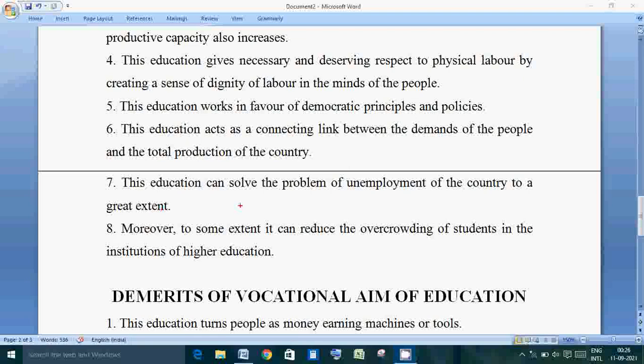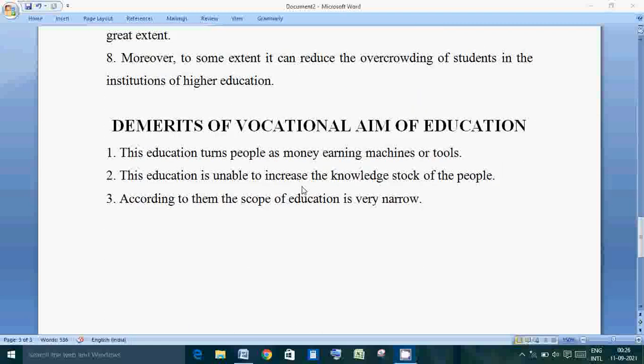This education can solve the problem of unemployment of the country. If you choose a vocation, that I will do this work, ultimately by following your own vocation you can earn something, you can actually proceed to the field of employment, and this helps to solve the problem of unemployment to a great extent in this country. Okay. Next. Moreover, to some extent, it can reduce the overcrowding of students in the institution of higher education. We already discussed this. Now, let's see the demerits of vocational aim of education.